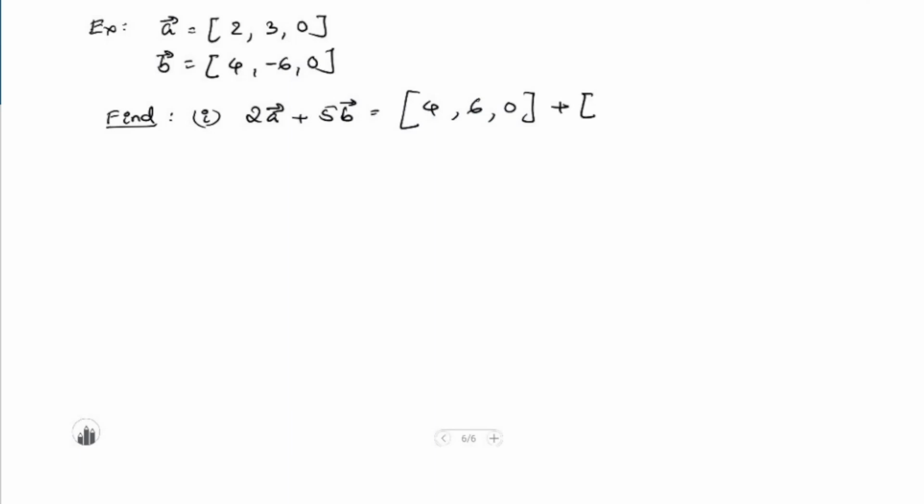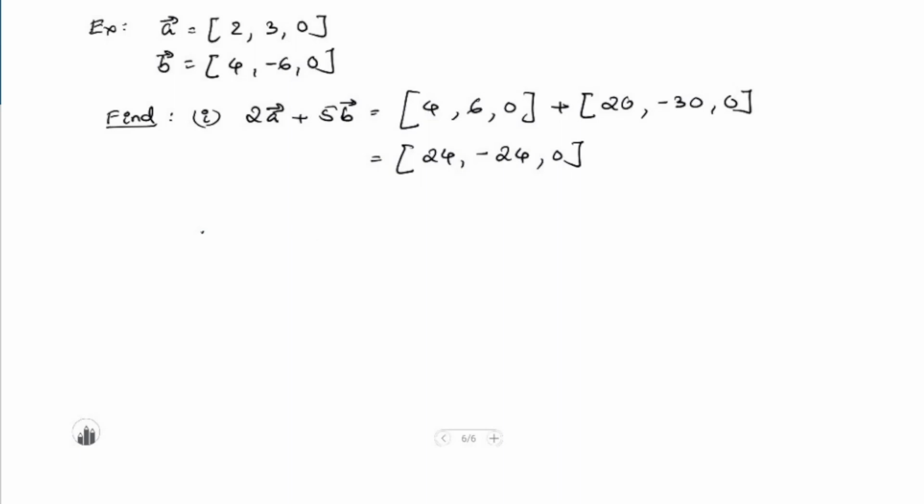So that will be 5 into 4 is 20. And then we have 5 into -6 is -30. And 5 into 0 is 0. So that leads us to the result. When we add this, we have 4 plus 20 is 24. 6 plus -30 will be -24. And 0 plus 0 is 0.